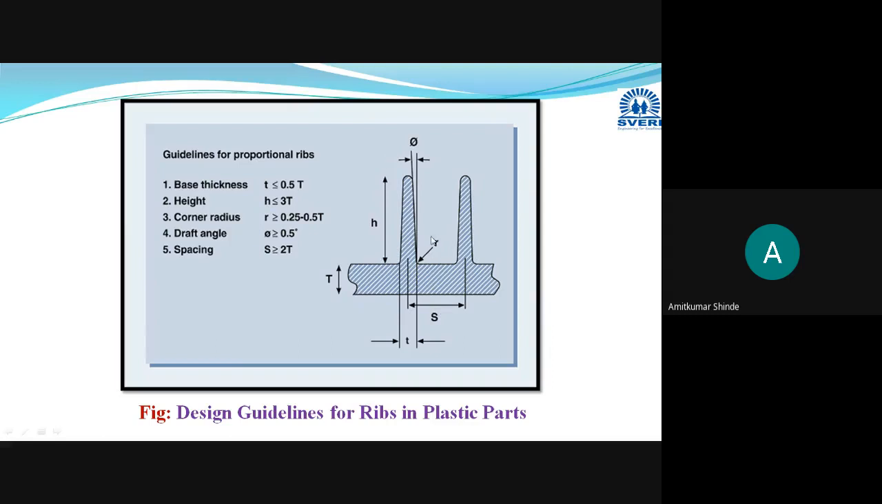Then related to the radius and taper, you have to provide taper here, and the taper should be in the range of half a degree to 3 degrees. Taper or draft angle. Then one radius or corner is provided where this rib joins the wall. This radius should be 25% to 50% of the wall thickness. In this way you have to design the ribs.